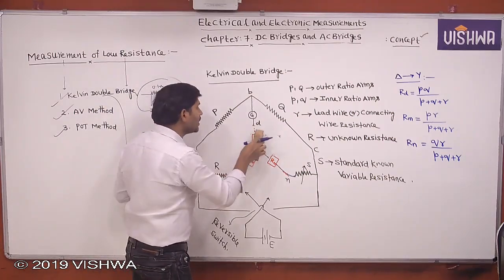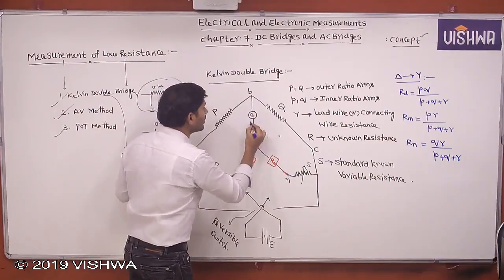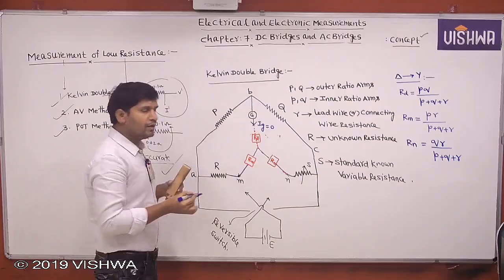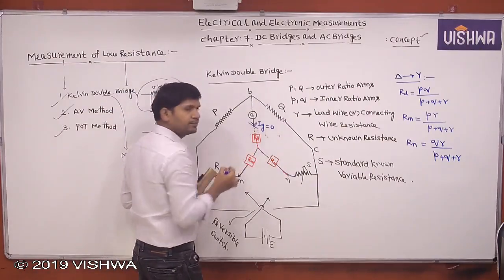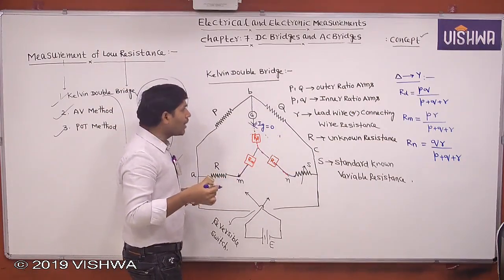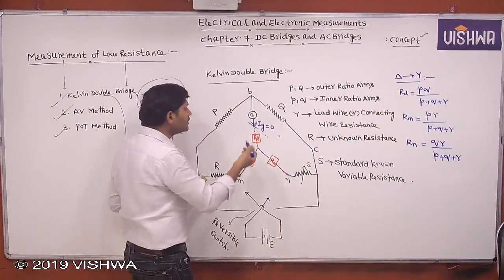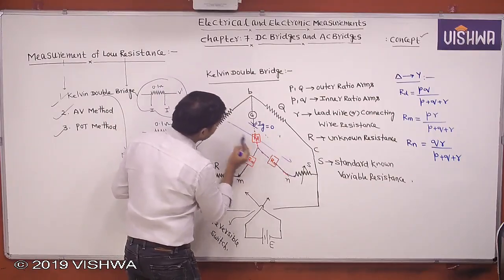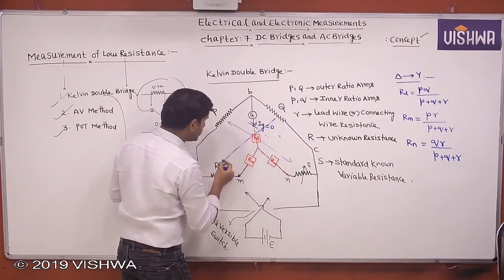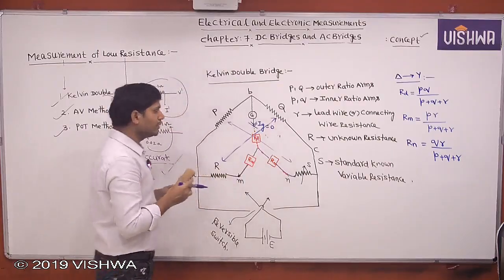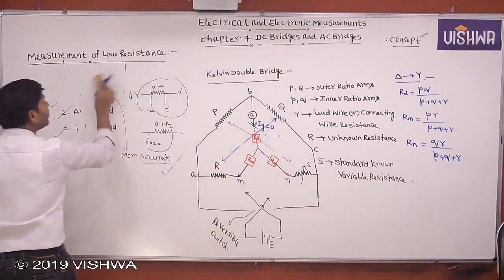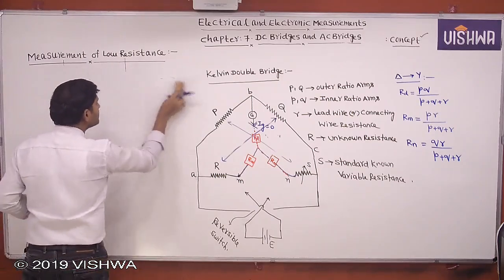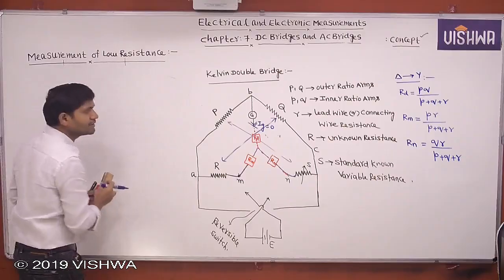But what is this arm? At balance condition, what is the current through the galvanometer? The current through the galvanometer is 0 at balance condition. Then there is no effect of this arm. That is the galvanometer arm. Then apply the product of opposite resistance at balance condition. Now, can you apply the product of opposite resistance at balance condition? What can you get? Tell me. I am doing this to measure the unknown resistance at balance condition.